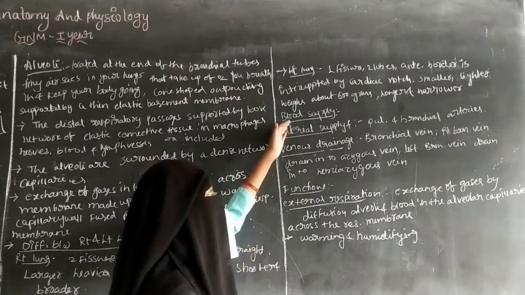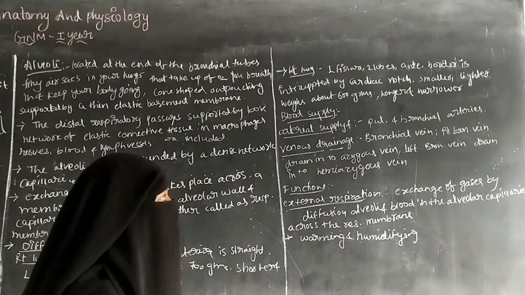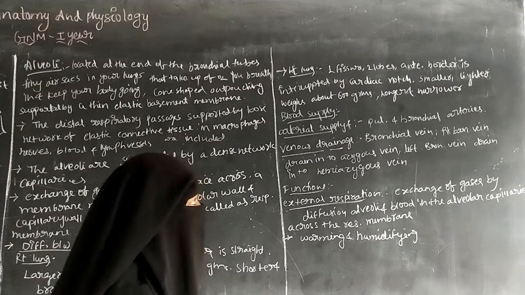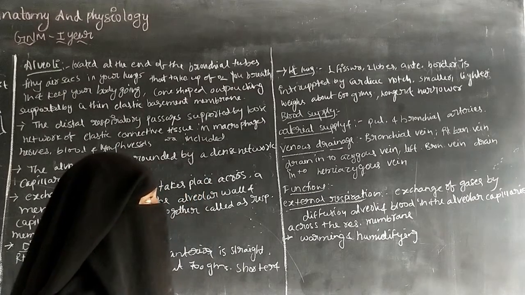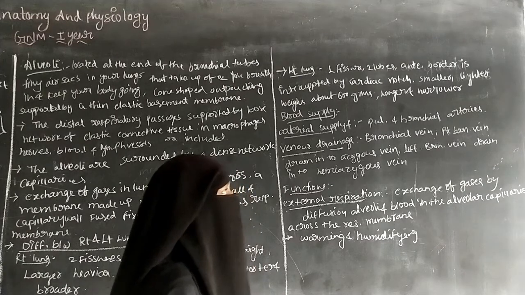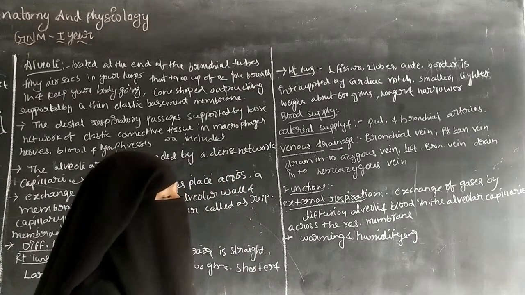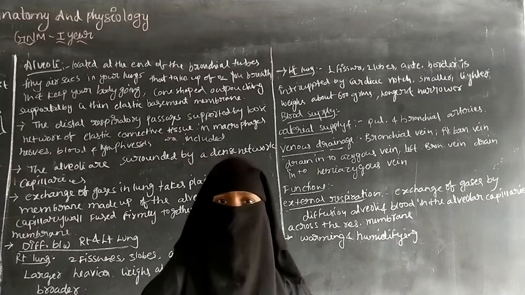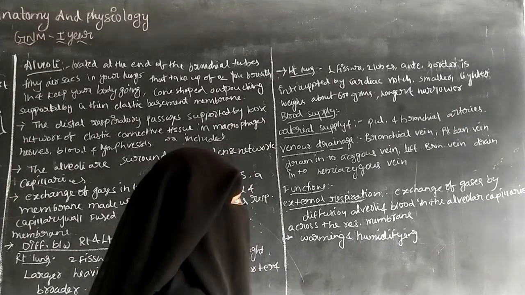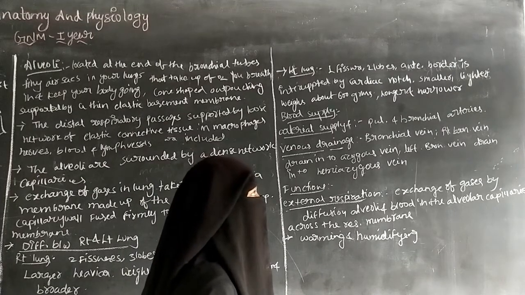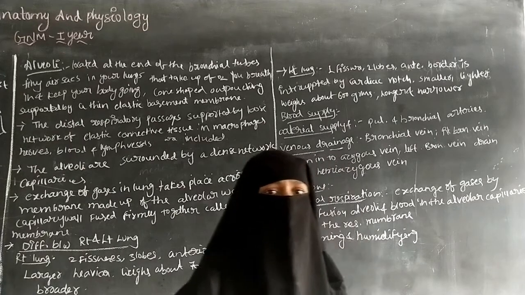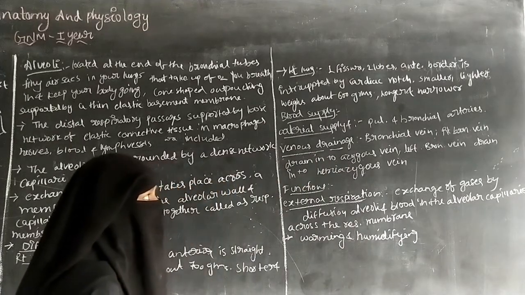Next is blood supply. The arterial supply includes the pulmonary artery and the bronchial arteries. The pulmonary arteries carry deoxygenated blood into the lungs for oxygenation, and the bronchial arteries supply the lung tissue.